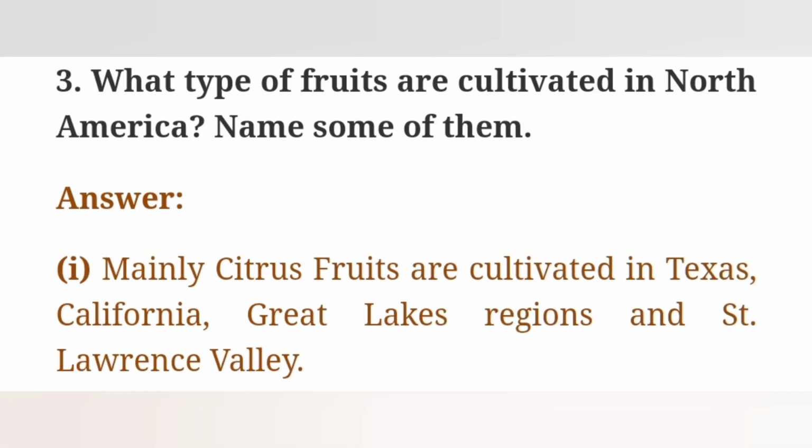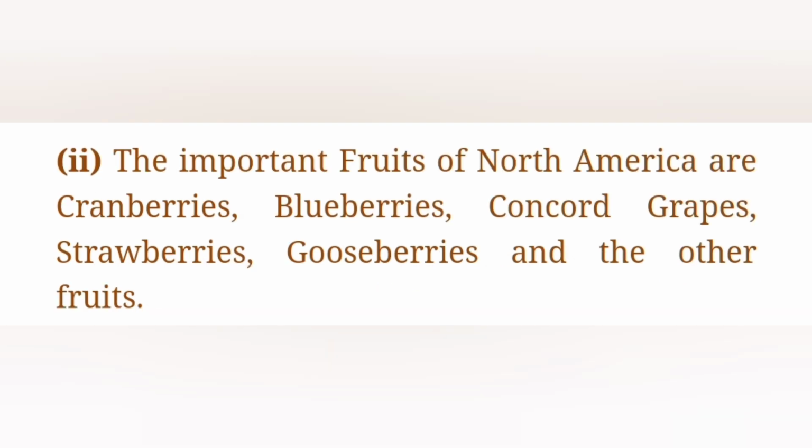Third question, what type of fruits are cultivated in North America? Name some of them. Answer, first point, mainly citrus fruits are cultivated in Texas, California, Great Lakes regions and St. Lawrence Valley. Then second point, the important fruits of North America are cranberries, blueberries, Concord grapes, then strawberries, gooseberries and other fruits.